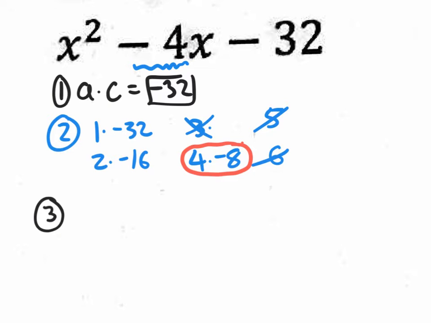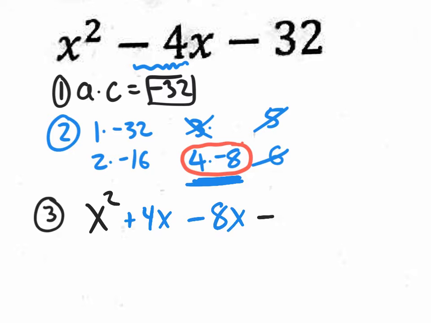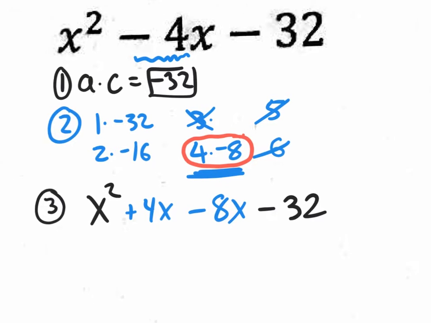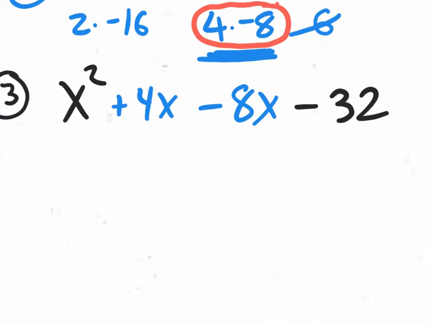So let me rewrite the whole thing. It starts with the x squared. And then instead of negative 4x, we're going to do a positive 4x minus 8x. And we got that just from these two numbers right here. And then the final number on the polynomial, the constant, is minus 32. So now we truly have 4 terms instead of 3. And now we could actually factor by grouping.